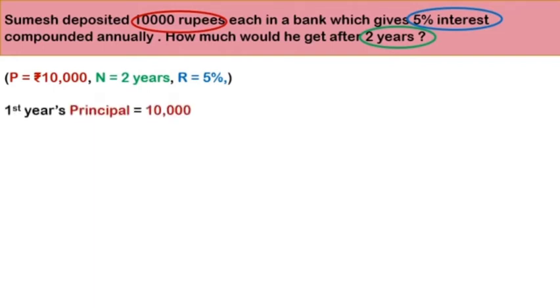How much would he get back after 2 years? So number of years is 2 years. So first year principal amount is 10,000, and how much is the first year's interest? 10,000 into 5 by 100.